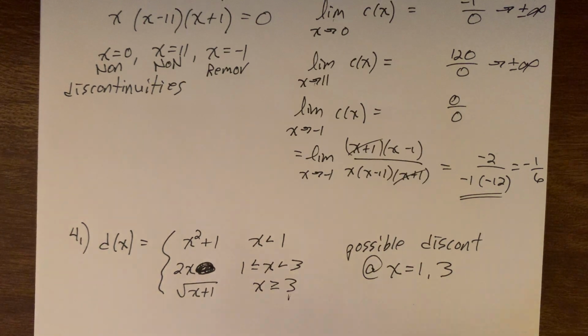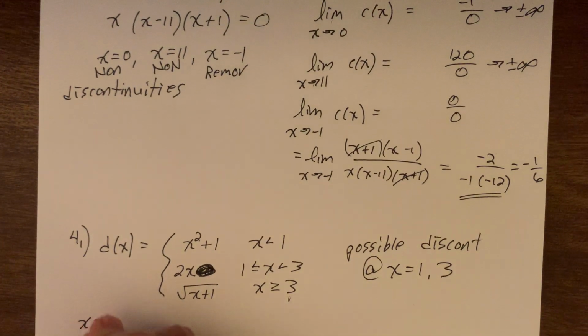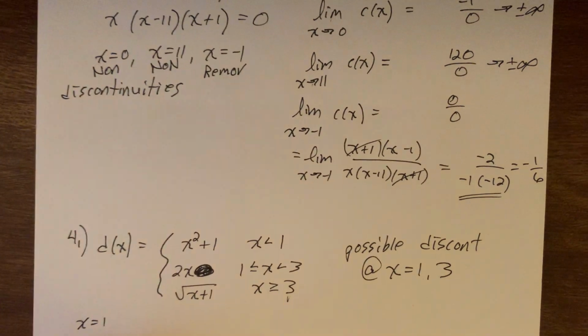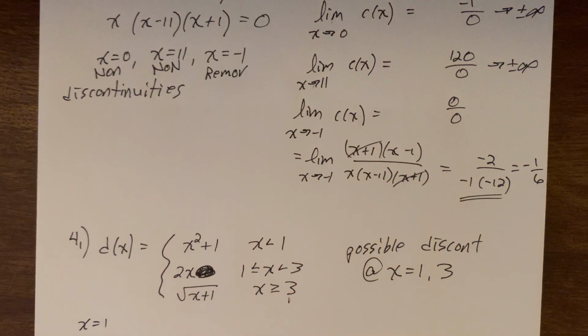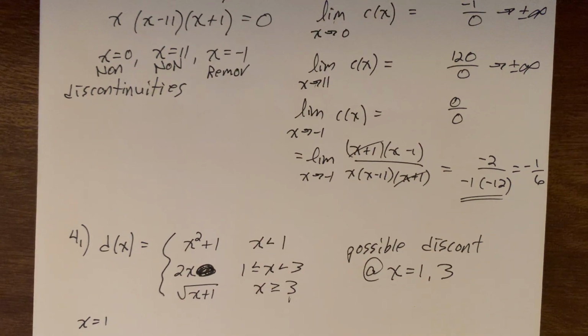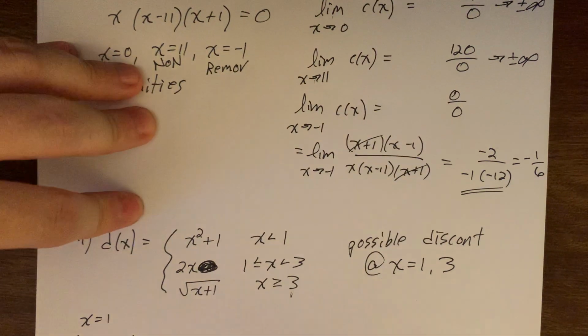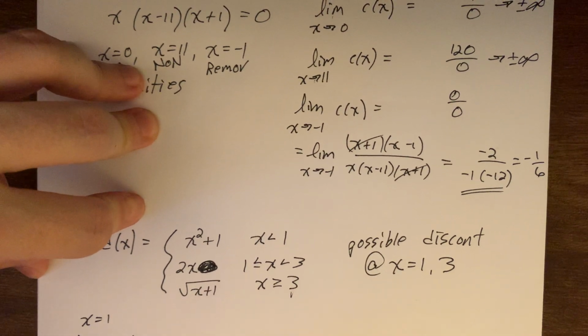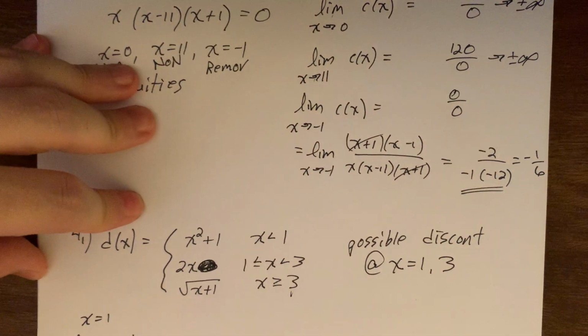So let's start with x equals 1. So I will take the limit as x approaches 1. And again, this is why we needed all those limits, piecewise functions. How do I handle this limit? Well, in this situation, I'm going to have to break it down and approach from both sides.